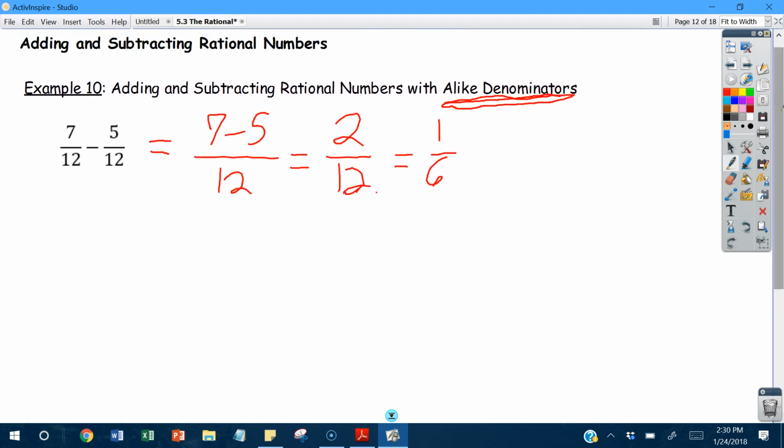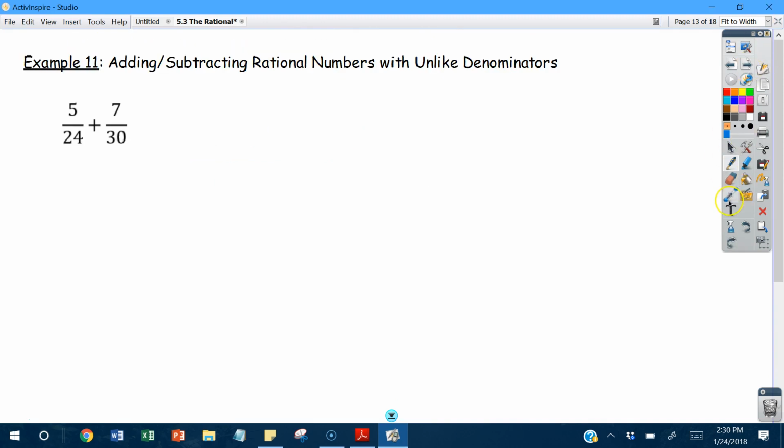Unfortunately, in most cases, the denominators aren't the same, so we're going to have to do some extra work in order to make that happen. So when we have different denominators, we can still do the addition and subtraction, but we can't just start here. We've got to start by changing the denominators to a common one. We're going to find what's called the least common denominator, which is the smallest multiple of the denominators that they have in common. So there's a few ways of finding the LCD.